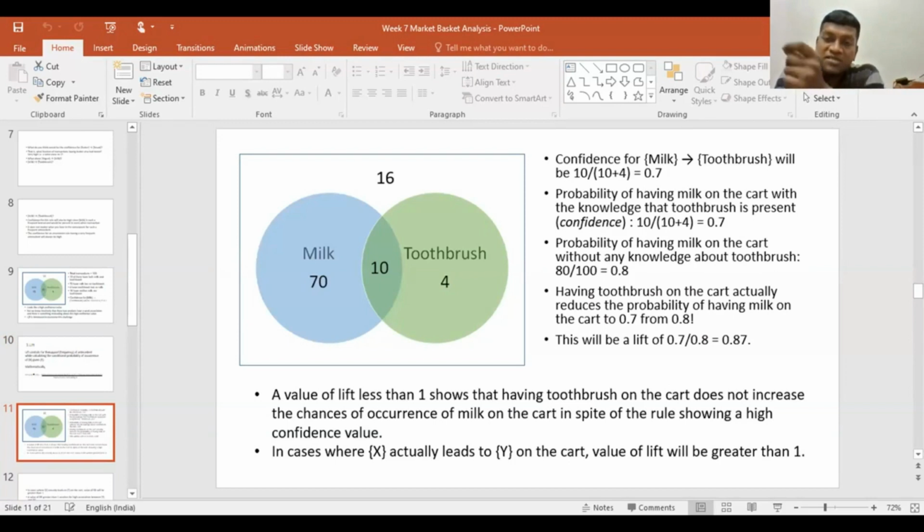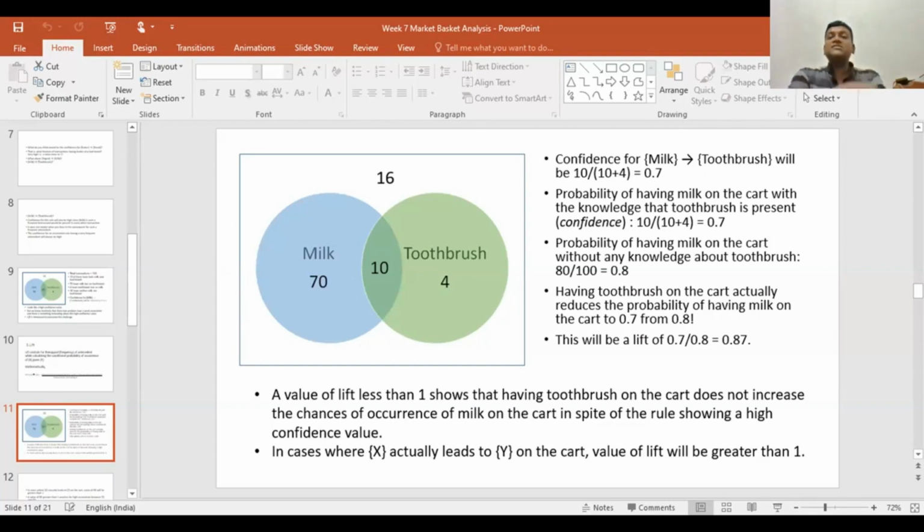If we know that toothbrush is there in the basket, we know that milk is also likely to be there, and we are 0.7 confident, or the probability that such an event will happen is 0.7. However, if you simply look at the probability of milk, okay, we know nothing about toothbrush. We don't know what else is purchased, but we simply look at probability of milk being purchased. That alone works out to be 80 on 100 or 0.8.